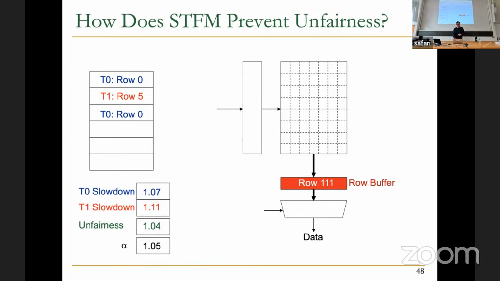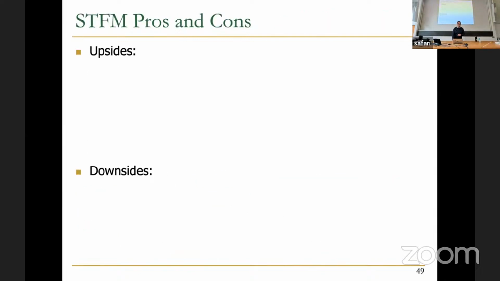The memory controller, by tracking slowdowns and trying to keep unfairness within an acceptable threshold, switches back and forth between fairness-oriented and throughput-oriented scheduling policies, which looks nice on paper, as you can see, but is not easy to implement, expensive, basically.